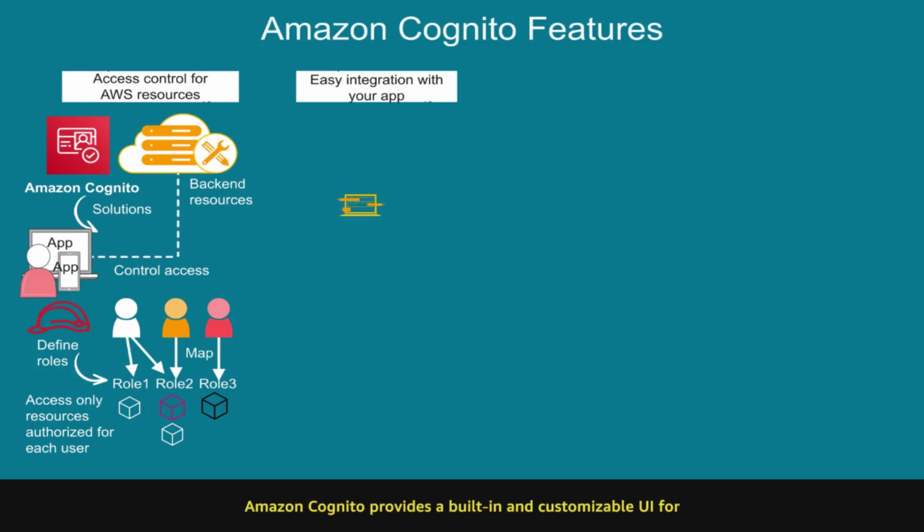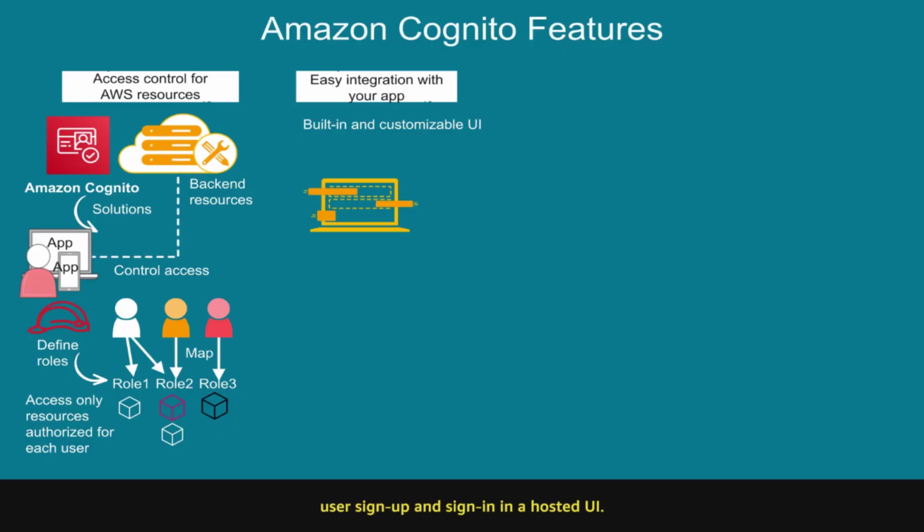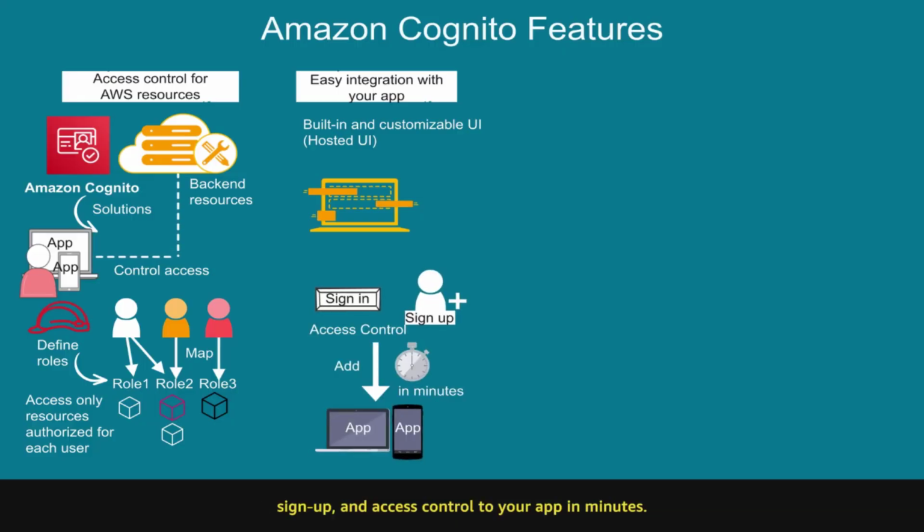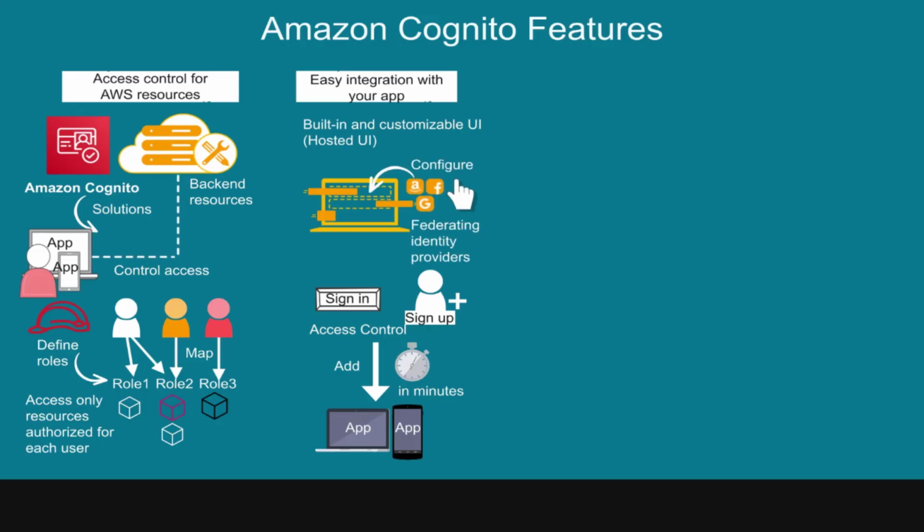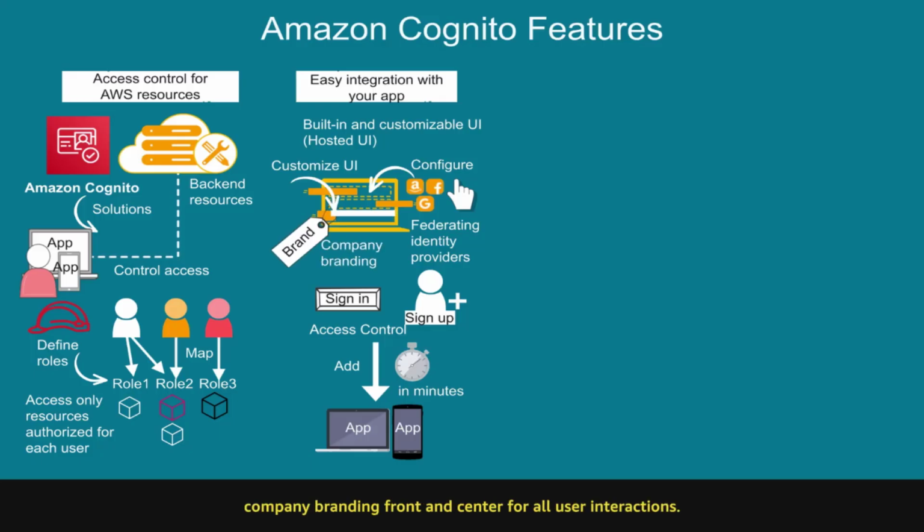Easy integration with your app. Amazon Cognito provides a built-in and customizable UI for user sign-up and sign-in, a hosted UI. You can integrate Amazon Cognito to add user sign-in, sign-up, and access control to your app in minutes. You can configure federating identity providers easily. You can also customize the UI to put your company branding front and center for all user interactions.